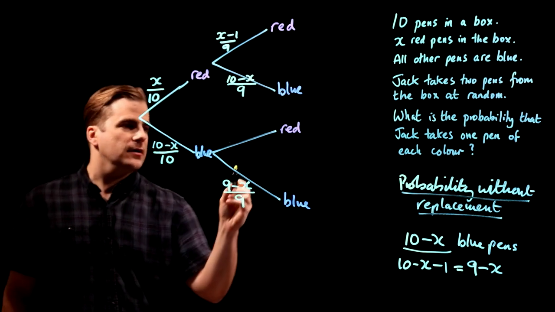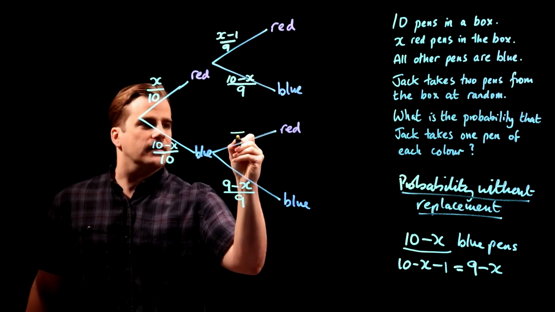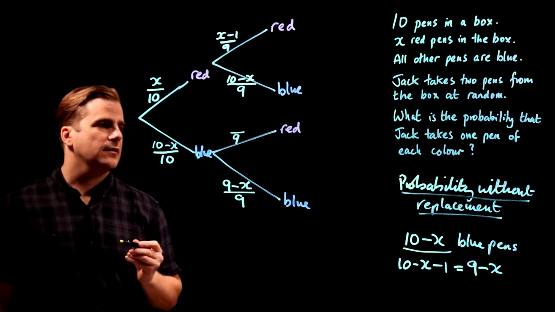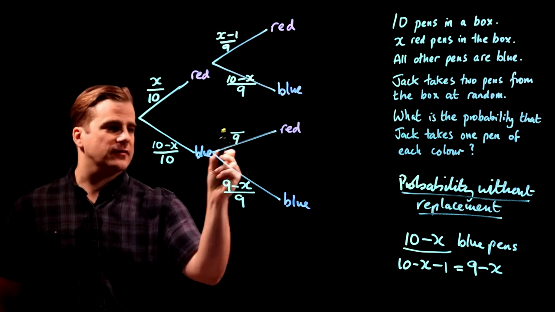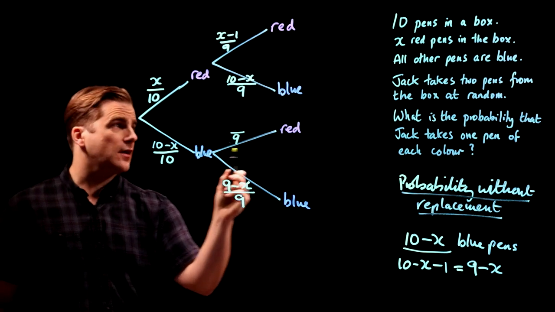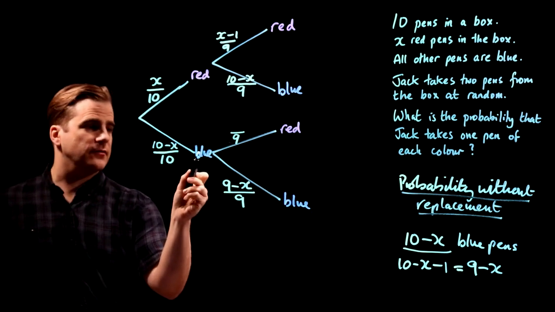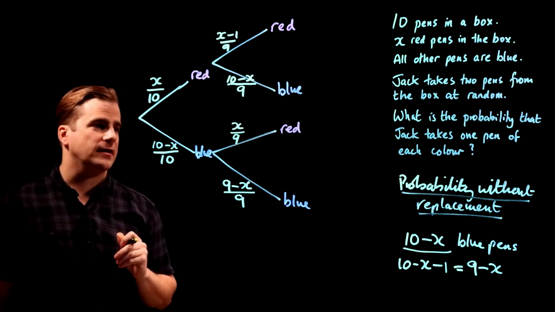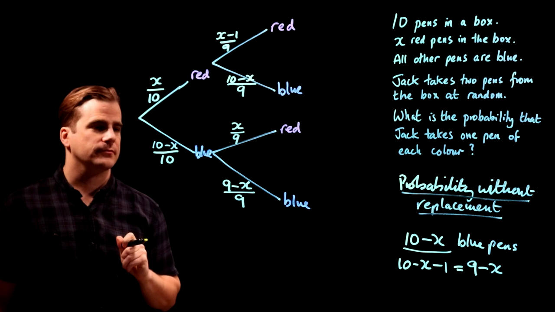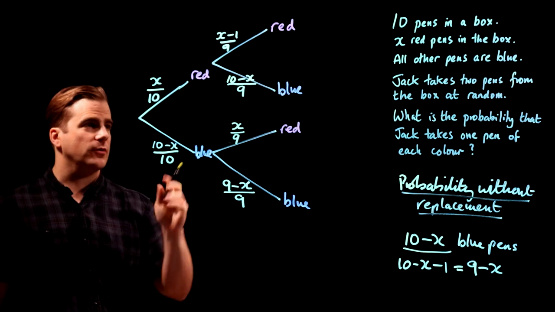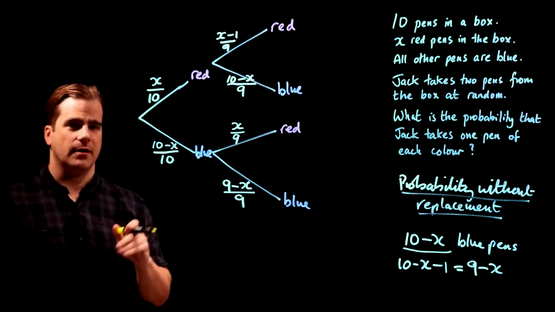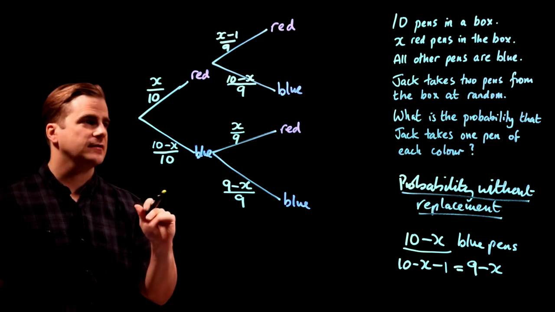Okay, again, this is going to be out of nine because it's without replacement. How many red pens are left in the box given that you already chose a blue? You started out with x red pens. If you've already chosen a blue, there are still x red pens in the box. Okay? So we've completed the tree diagram initially. We've filled in all the probabilities.